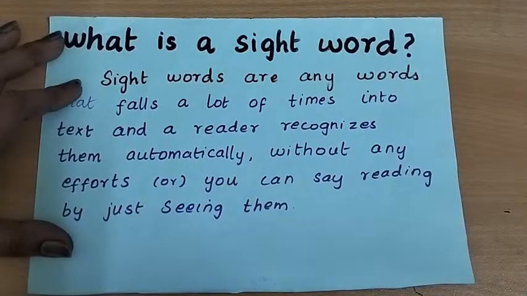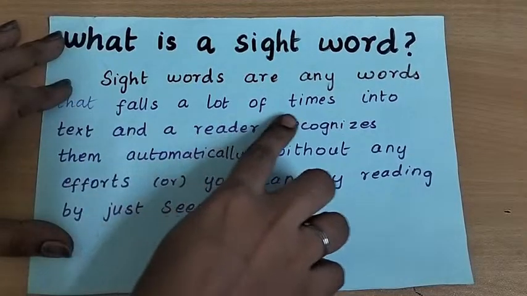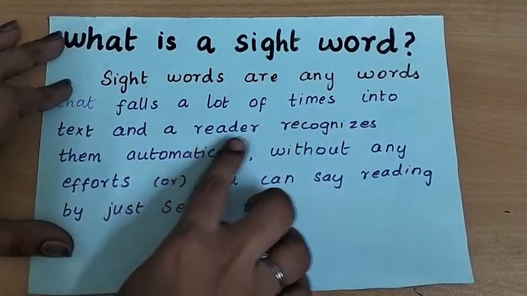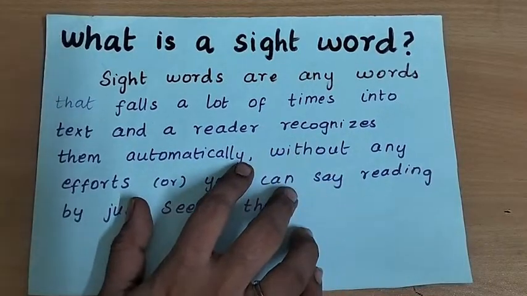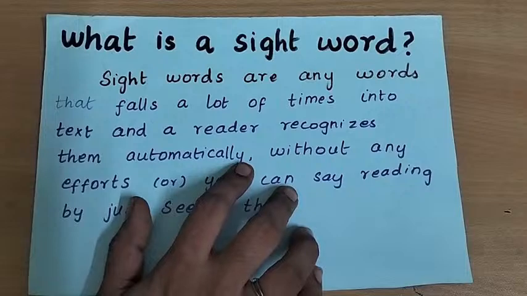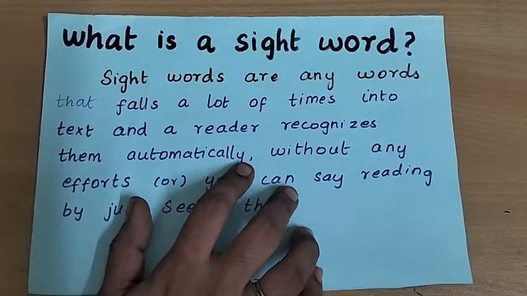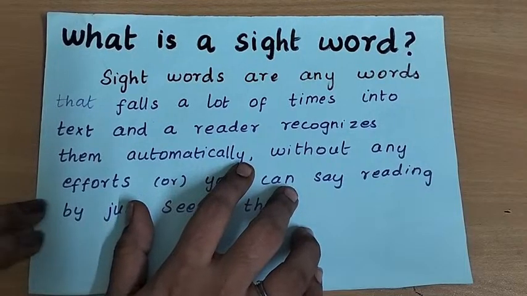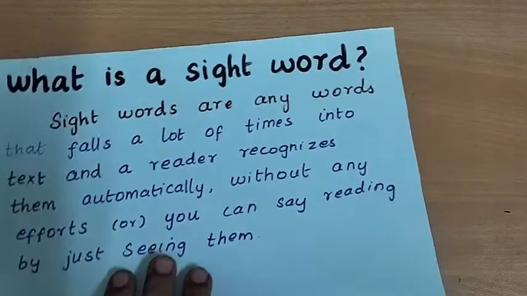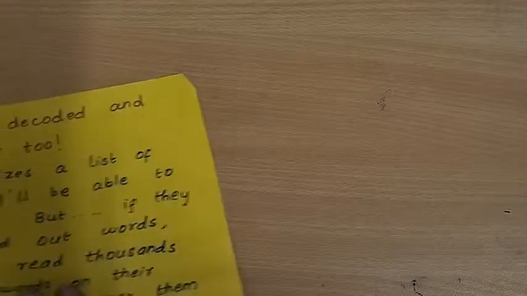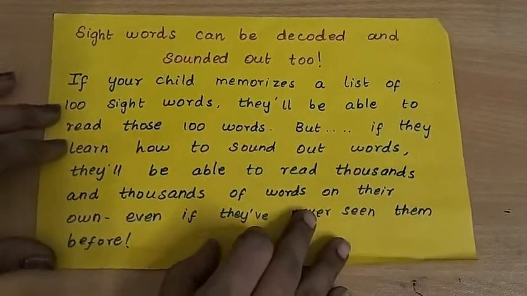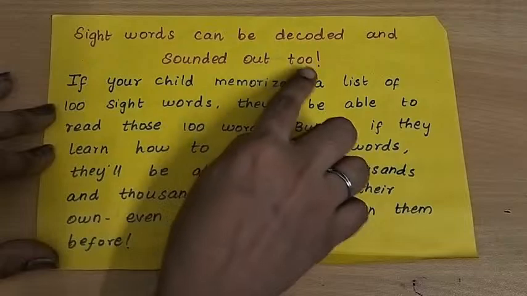We keep seeing them a lot of times in text, so a reader recognizes them, and we automatically recognize what word it is. So those words are called sight words. Sight words can be decoded and sounded out too.